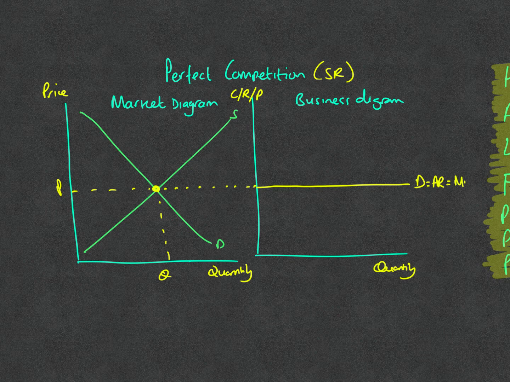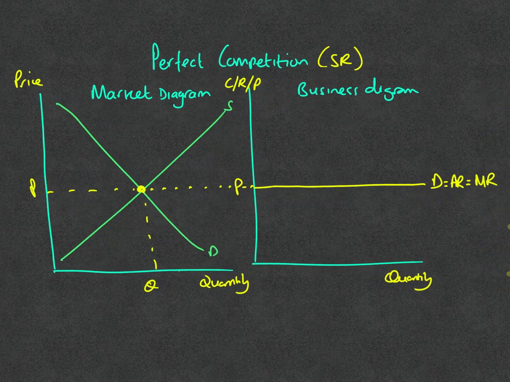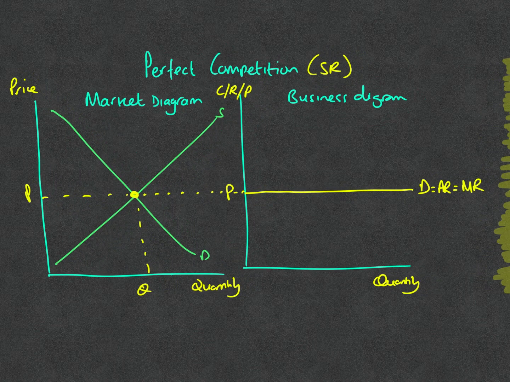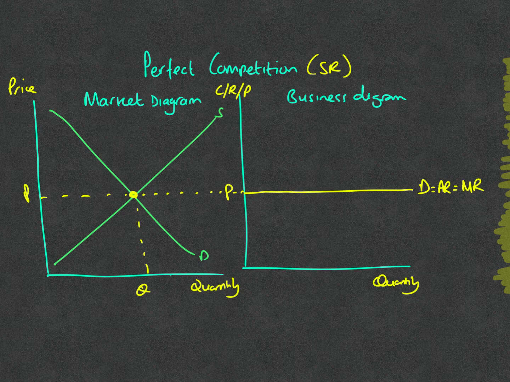Okay, the marginal revenue is the change in total revenue over the change in output, but the change in total revenue is consistent because there's no change in price. The price is the same. So we have D equals AR, which equals MR. We now want to include our cost curves in order to finish the business diagram off. Now the cost curves, as you know, are the marginal cost and the average cost, and therefore this can allow us to establish supernormal profit.